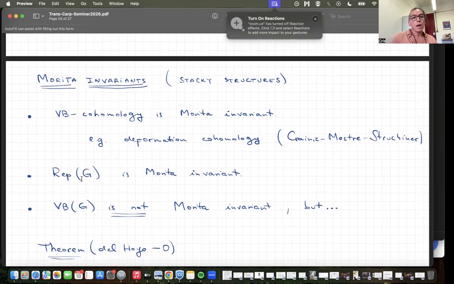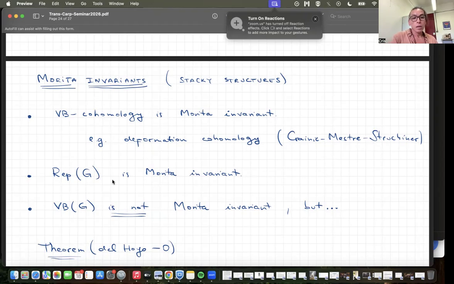If you look at the category of representations of a groupoid, it is Morita invariant, which is compatible with what happens in the algebraic setting. Two associative algebras are Morita equivalent if they have equivalent categories of representations. So for groupoids, the category of representations is Morita invariant.